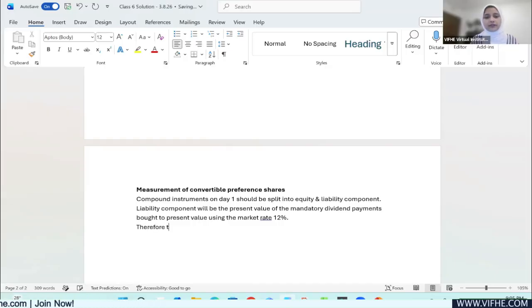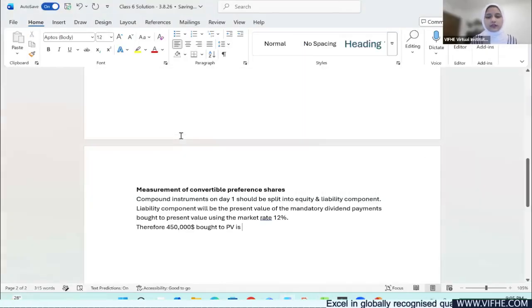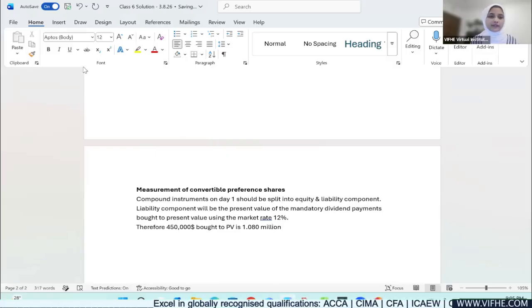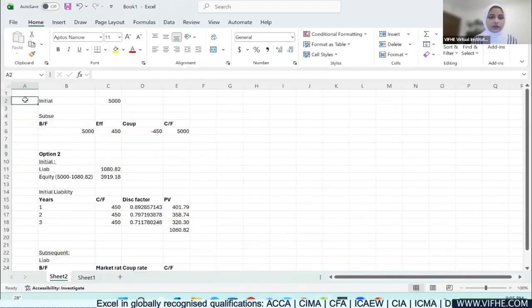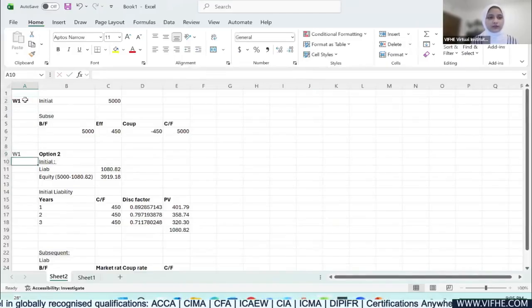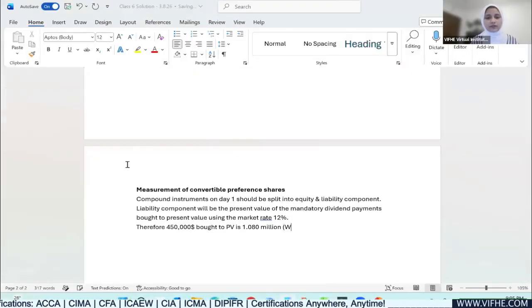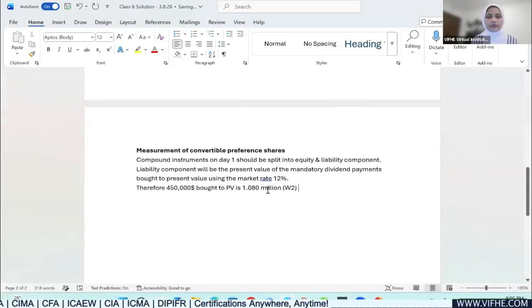Therefore, $450,000 brought to present value is 1.080 million, and give the reference of the working. So this was my working one. This is my working two. Therefore, 450 brought to present value is 1.080 million.